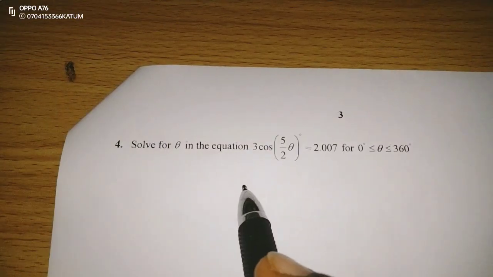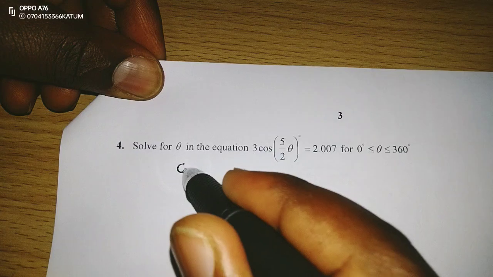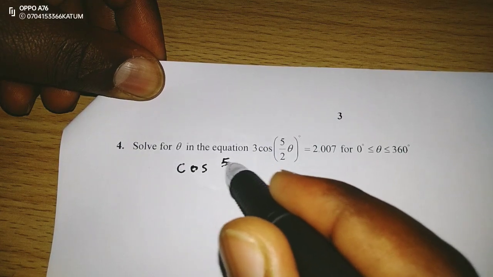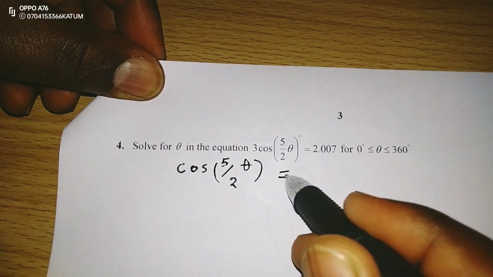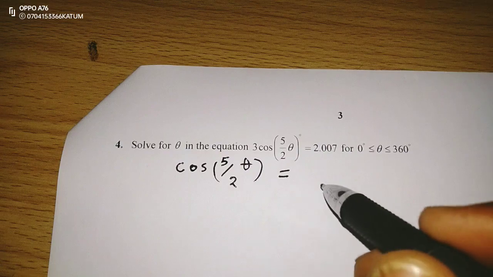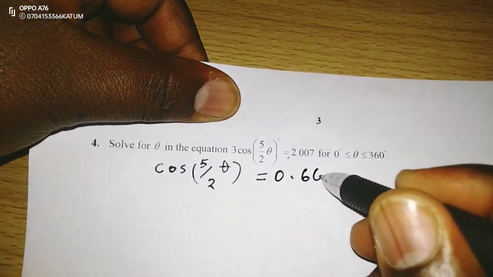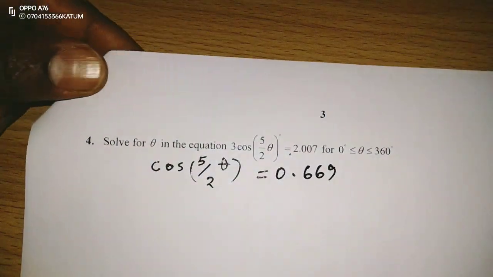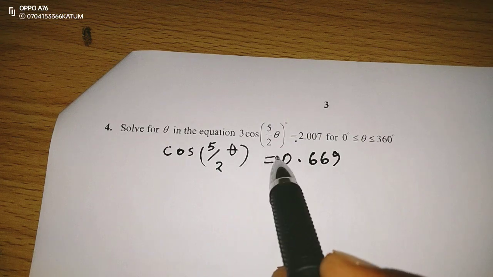So the first thing to do for this equation is to divide through by 3, so that the cosine of 5 over 2 theta becomes, when we divide by 3, 2.007 divided by 3, which gives us 0.669.